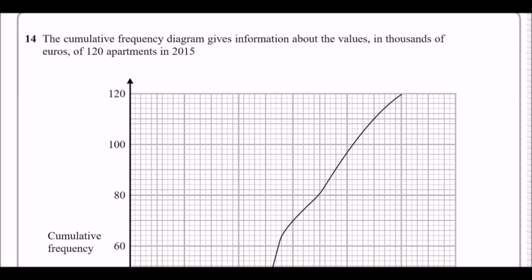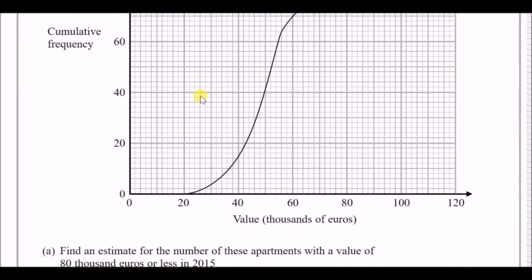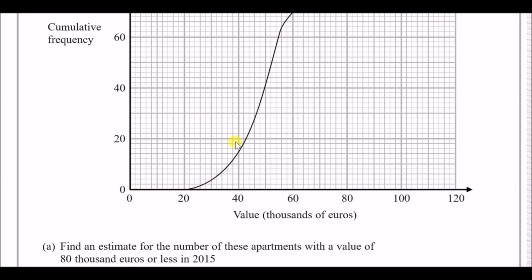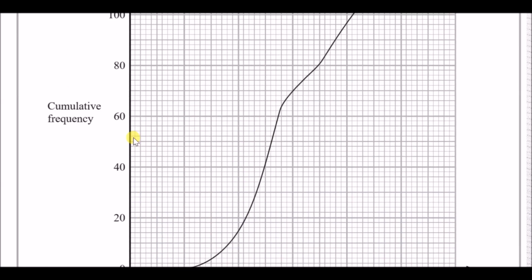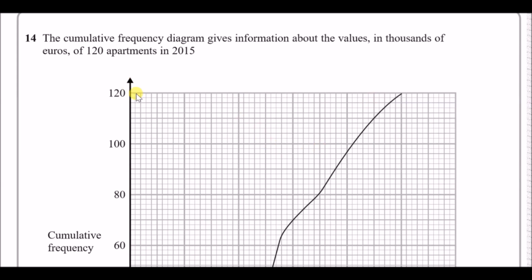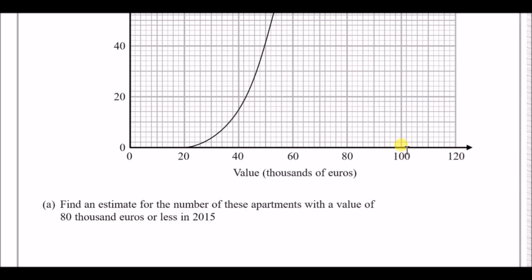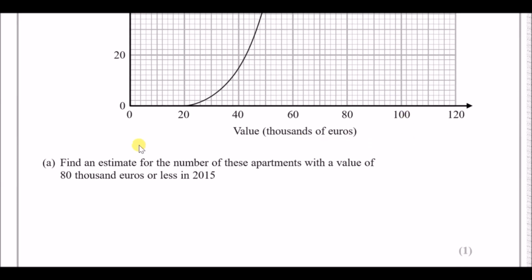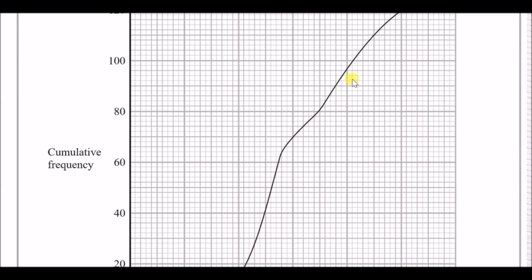All right, number 14. A cumulative frequency diagram gives information about the values in thousands of euros of 120 apartments in 2015. This means that as the value of the apartment goes up, we're accumulating the number of apartments. So if you're counting every single apartment, all 120 of them, they add up to 100,000 euros. Part A: find an estimate for the number of these apartments with a value of 80,000 euros or less in 2015. So we just put our mouse on 80, scroll up, and hit somewhere around there.